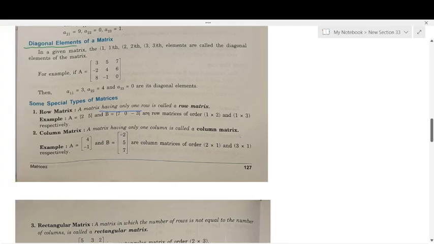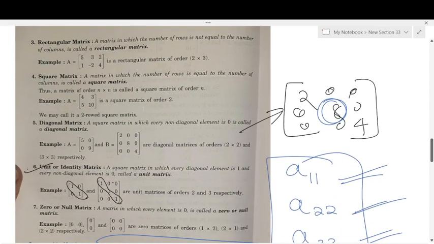Most importantly, they'll ask you in terms of a sentence. When only one column is present, what do you call it? We call it a column matrix. When only one row is present, we call it a row matrix. Rectangle is done, square is done. I want you all to go through this sentence later, students. Yesterday itself, I told you a matrix in which the number of rows is not equal to the number of columns is known as a rectangular matrix. When the number of rows is equal to the number of columns, it is known as a square matrix.